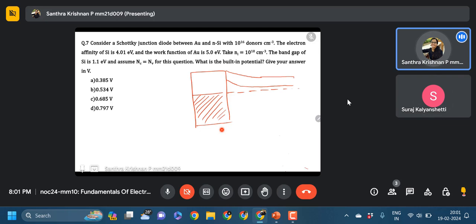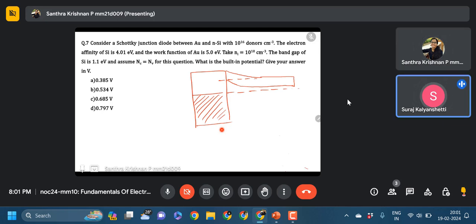Something like this would form, right? No, other way around. It is a Schottky junction, right? Yeah, Schottky, that's what. Phi m is greater. So you should draw after equilibrium. After equilibrium, the Fermi levels will come at the same level.